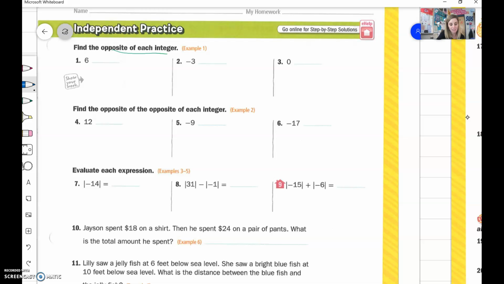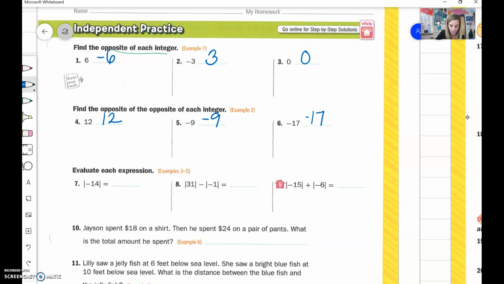So the opposite of 6 is negative 6. The opposite of negative 3 is positive 3, or 3. And the opposite of 0 is 0. It says, find the opposite of each integer. So the opposite of 12 is negative 12, and the opposite of that brings you back to 12. The opposite of negative 9 is 9, and the opposite of 9 is negative 9. Same thing with negative 17. The opposite of negative 17 is 17. The opposite of positive 17 is negative 17.